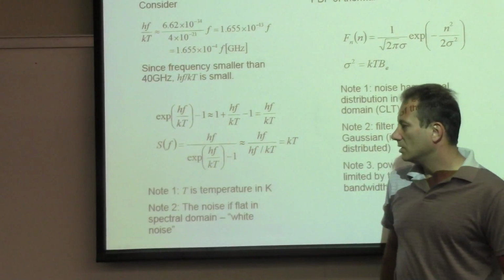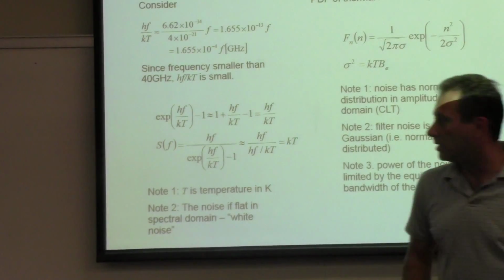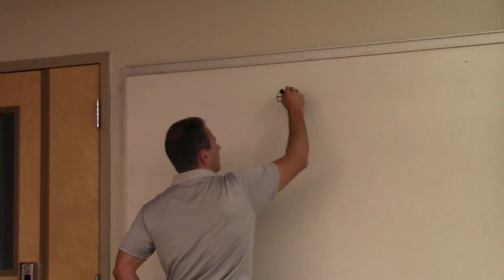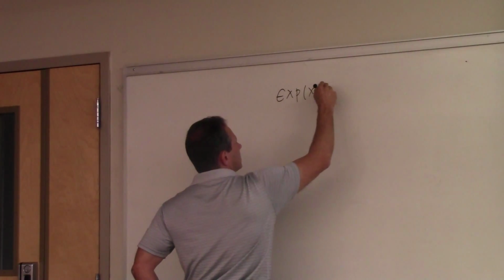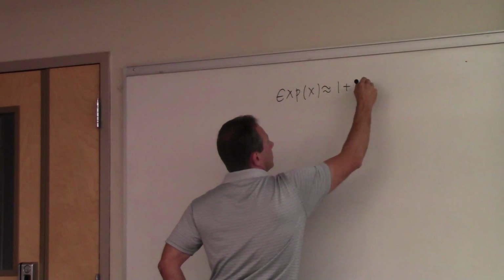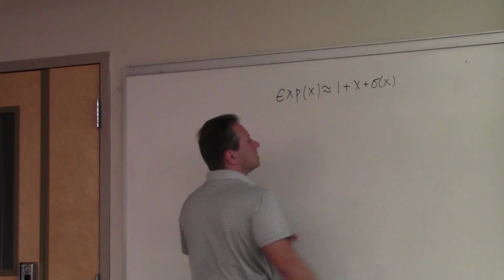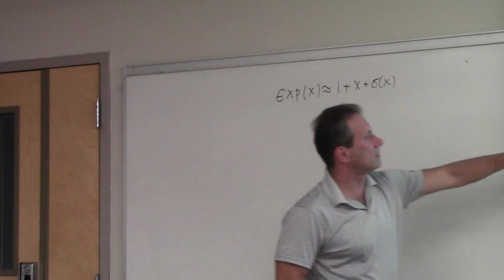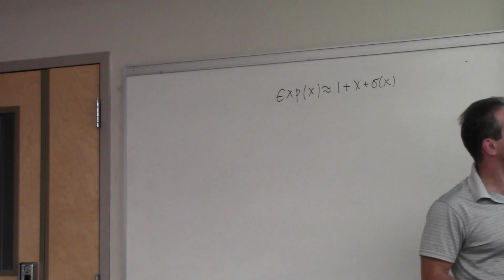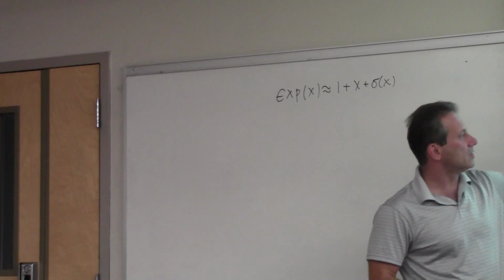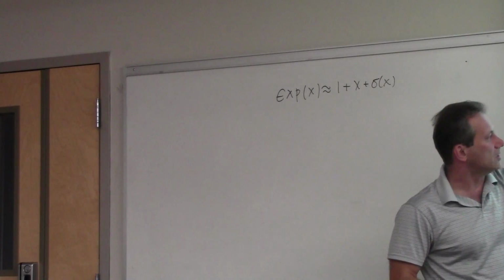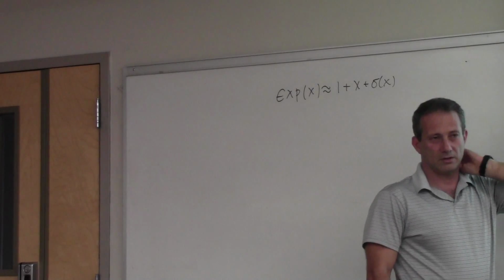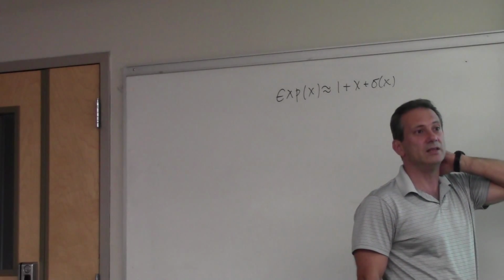So for a small x, you probably know that e to the x is approximately 1 plus x plus higher-order terms. So when x is small, you can approximate the exponential as 1 plus x. If you do that, then this 1 and 1 cancel, and you are left with hf over kT. And if you put that back in here, you see that hf and hf cancel, and there's this kT friend that we've seen before. So that's where the kT is coming from, right?